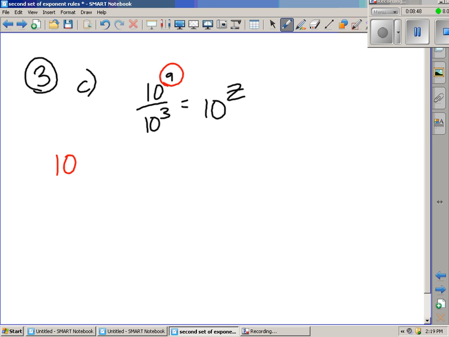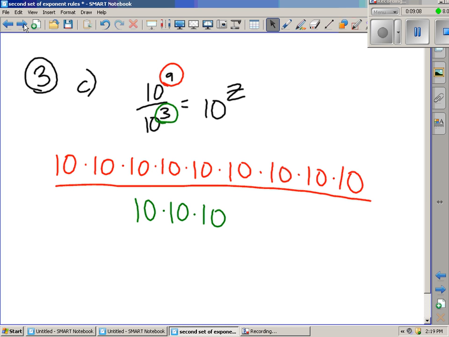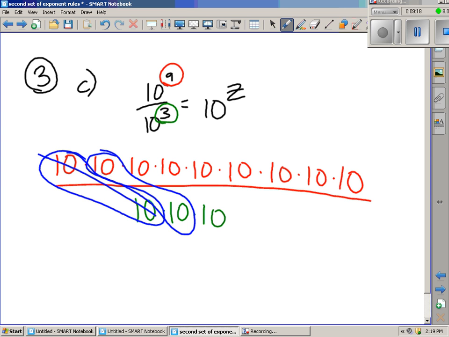9 tells us to write out the base of 10 9 times. 1, 2, 3, 4, 5, 6, 7, 8, 9. The 3 tells us to write the base of 10 out 3 times. 1, 2, 3. We follow the same process of simplifying. 10 divided by 10 is equal to 1. 10 divided by 10 is equal to 1. And again, 10 divided by 10 is equal to 1.